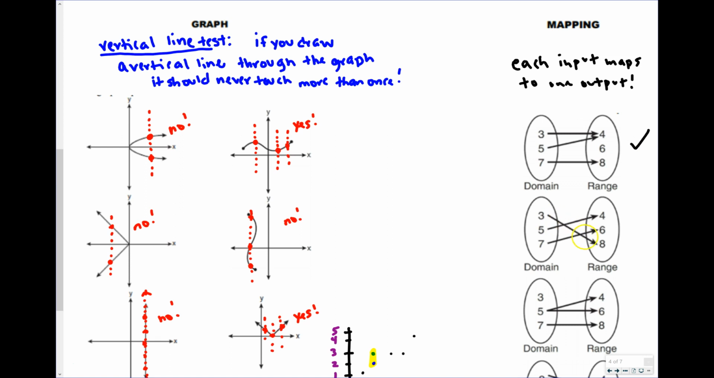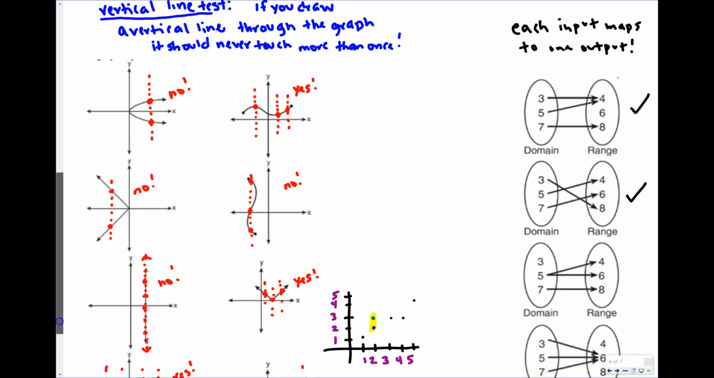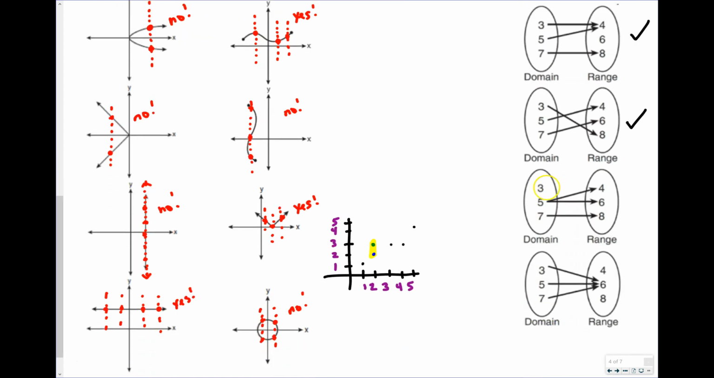The second one, 3 goes to 8, 5 goes to 4, 7 goes to 6. They each go to their own group. The problem here is this next one. 3 doesn't go to anyone, which is fine, like whatever, 3 can hang out. But 5 is both going to 4 and going to 6. That's not okay. Nope, that's not a function. And the last one is a function because, again, they're all going to the same group, but that's okay. 3 people can go to the same group, okay? But 1 person can't go to 2 different groups. That doesn't work that way, okay? So that's kind of the way to think about it.